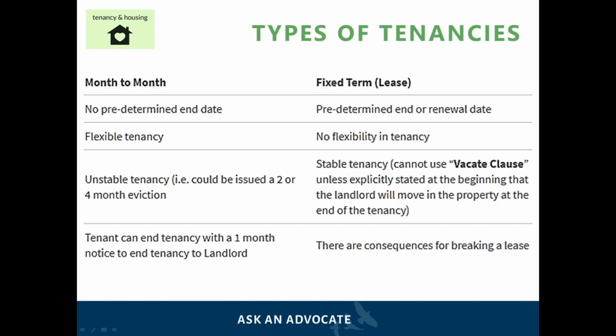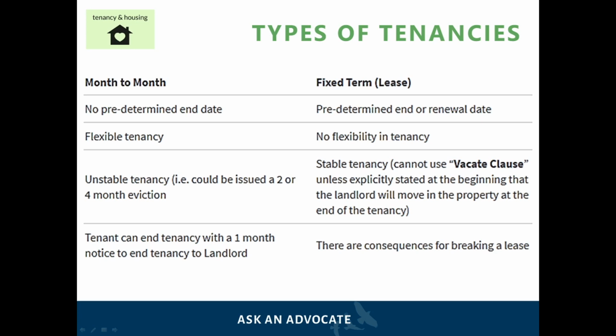There are two main types of tenancy agreements, which are month-to-month and fixed term. In a month-to-month tenancy, there is no predetermined end date. That's to say that the tenancy will end only if one party gives notice. This type of tenancy is flexible, but it's often not stable, as the tenant can be issued an eviction notice at any time. A tenant, in turn, can also end a month-to-month tenancy by giving the landlord a 1-month notice.